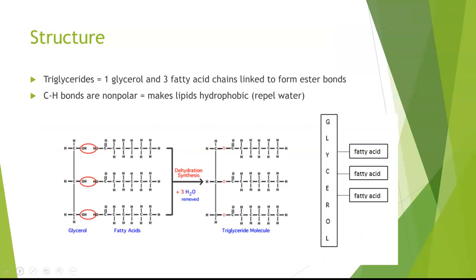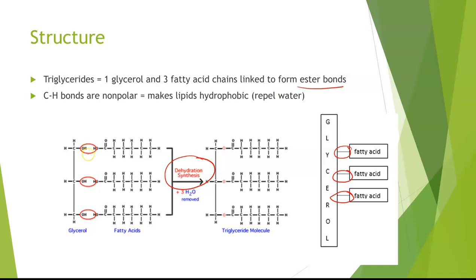The structure of a lipid, most of them are called triglycerides. So here's an example of one here, which means that we have one glycerol molecule and it's connected to 3 fatty acid chains. The connection here between them, this linkage that's formed, is called an ester bond, and that is formed from dehydration synthesis, the same way that our monomers are linked together.